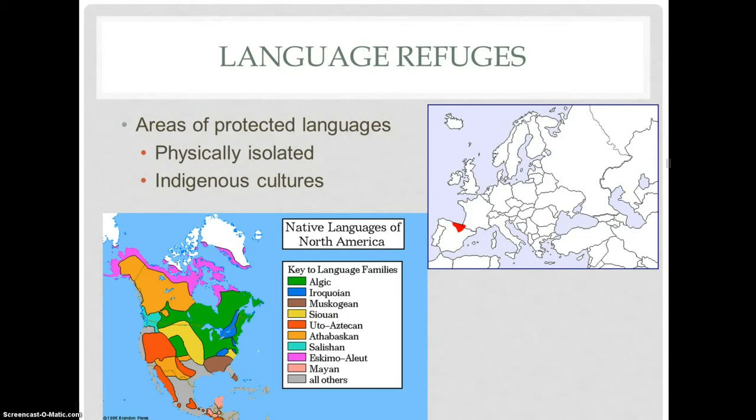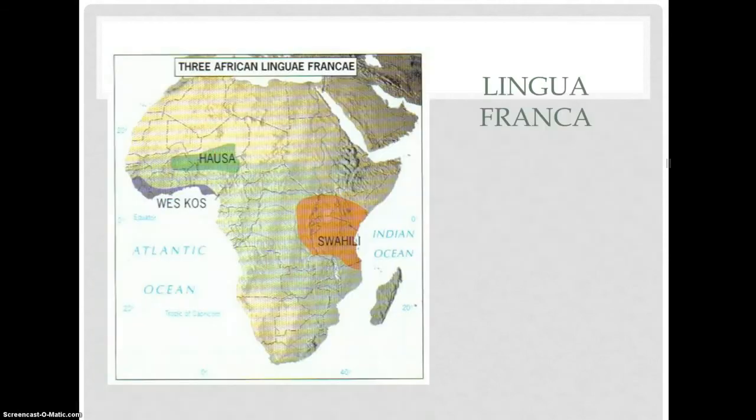The book also talks about language refuges or refugias, and these are areas where there are remnant languages or languages that are protected because of physical boundaries. And so there is the Basque language between Spain and France, and then the Native American languages, the Navajo languages, which are isolated languages.